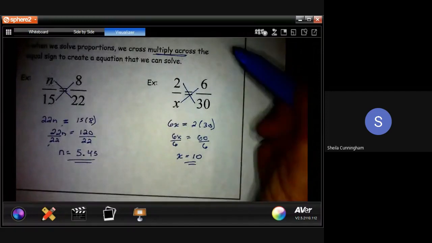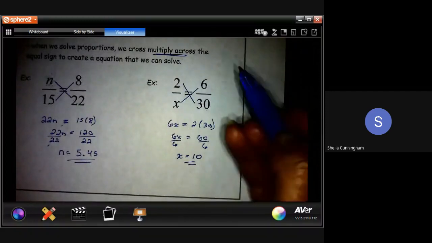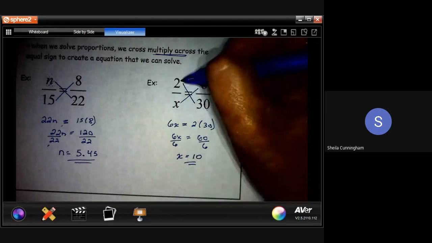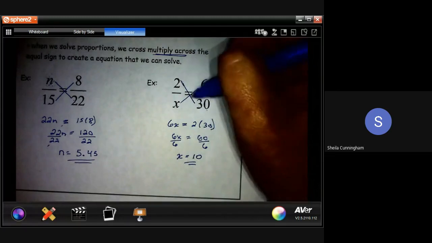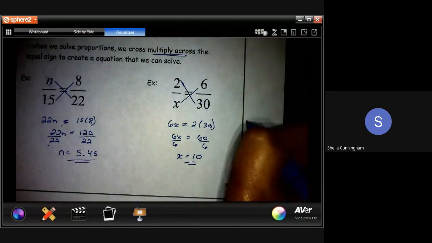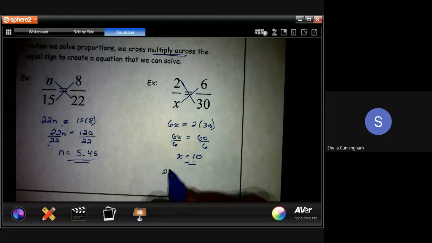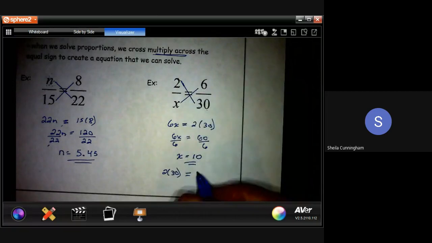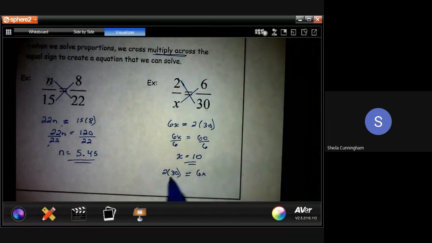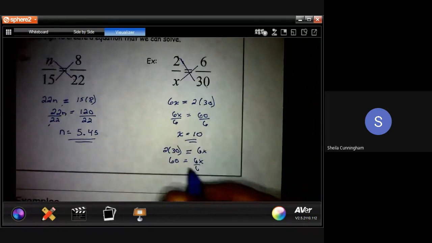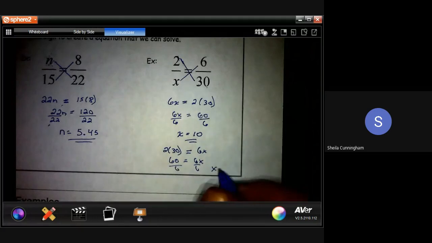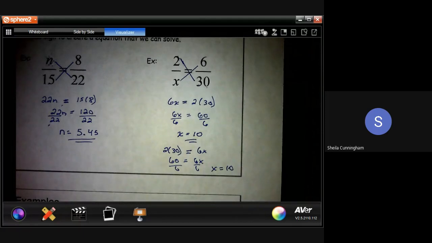Honestly, it does not matter which way. If you're used to doing the other cross first, I'm just going to take the 2 times the 30 equals, and on the other side I would have the 6 times the x. The only difference is it changes the placement of where your variable is. Your process is still the same. You can still isolate that variable, and you're still going to get a value of x equals 10. So either way, it's not going to change things.